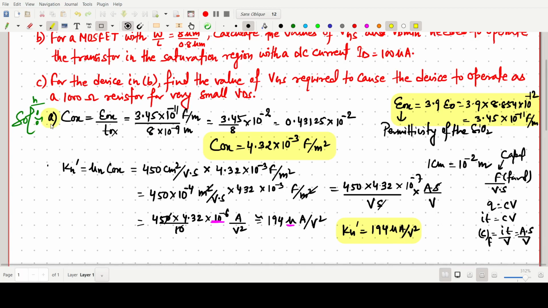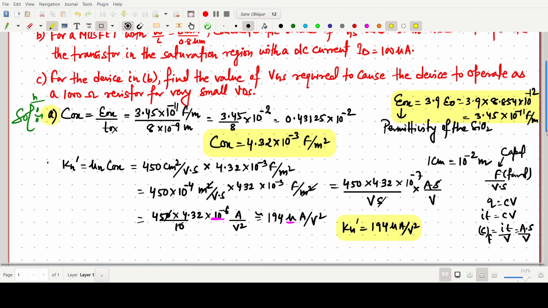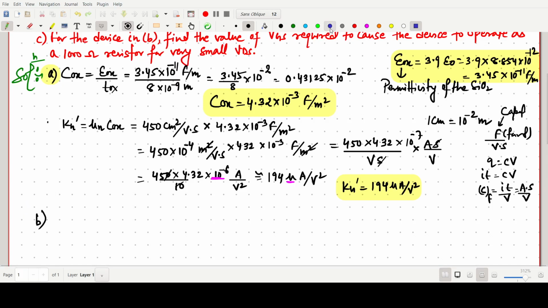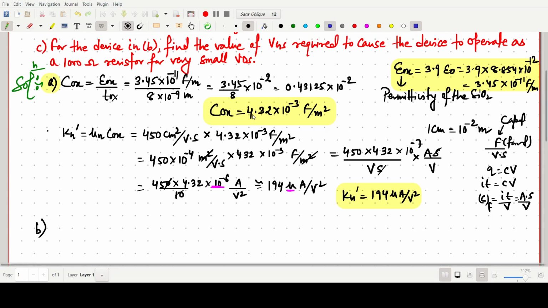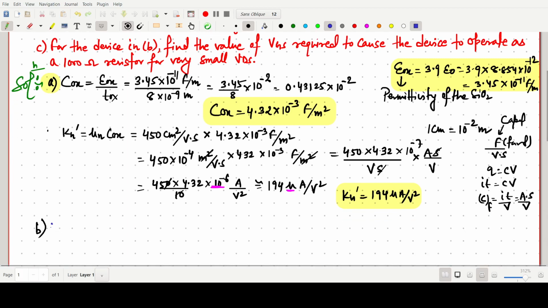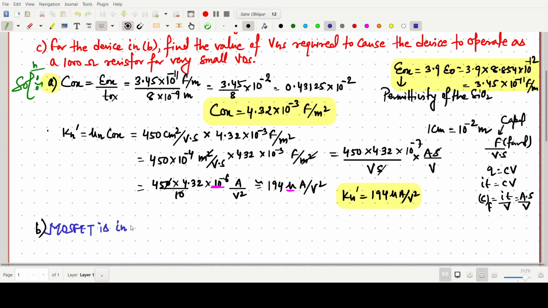For the question A. Now we have to move for the part B of this question. So here I am taking blue color pencil. For B, the transistor, we have to operate the transistor in the saturation region. So first, MOSFET is in saturation region. For the part B, it's in the saturation region.